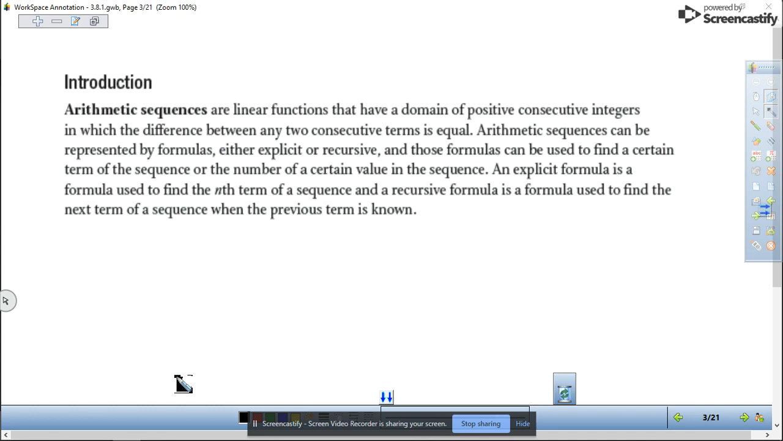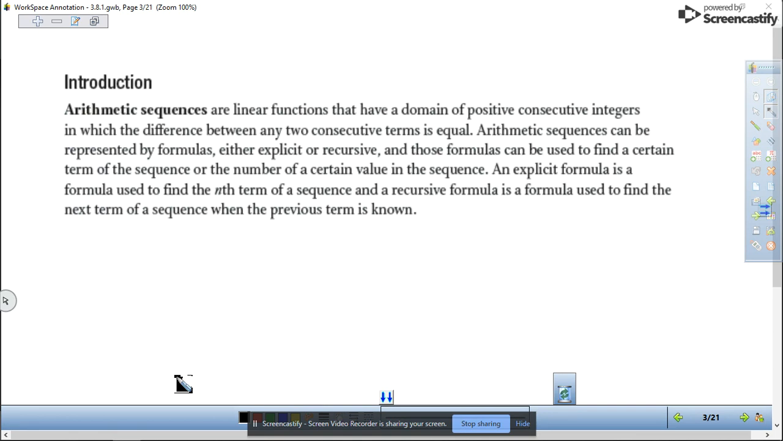All right, guys, in 381, remember this lesson is not going to be quizzed over, but you will see a potential question off of this lesson on your test. So, we're talking about arithmetic and geometric sequences.